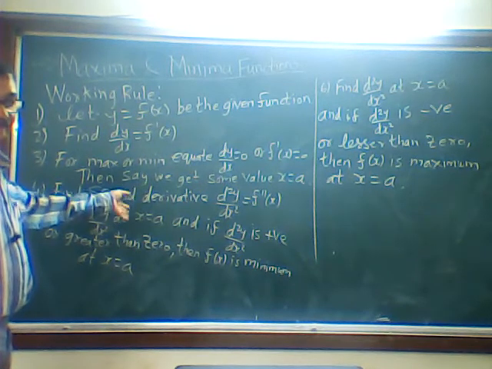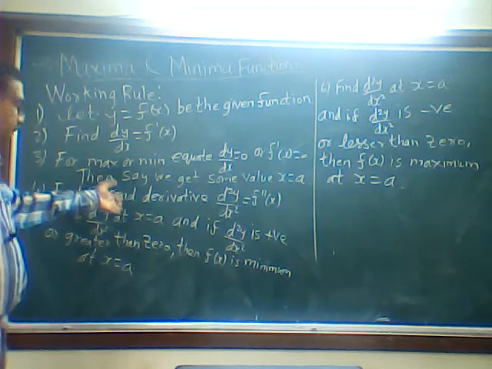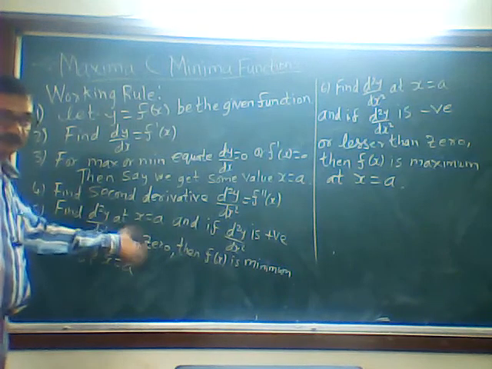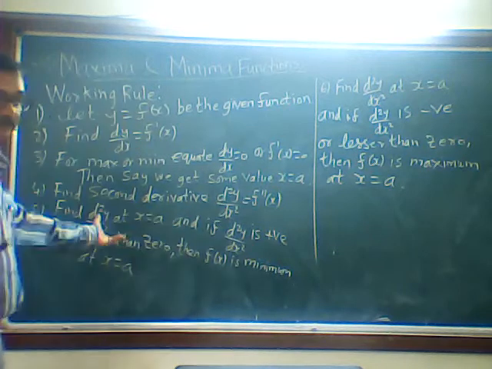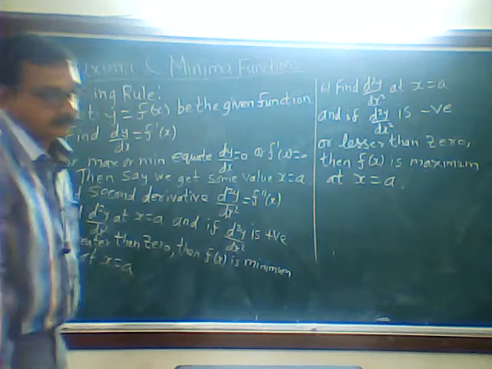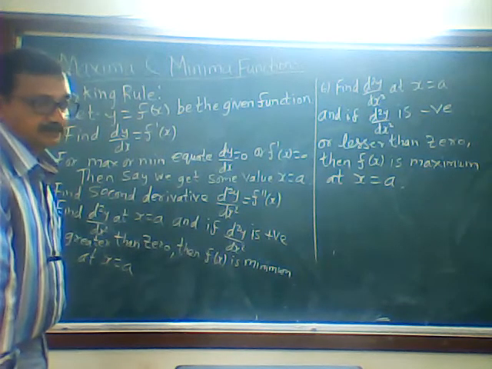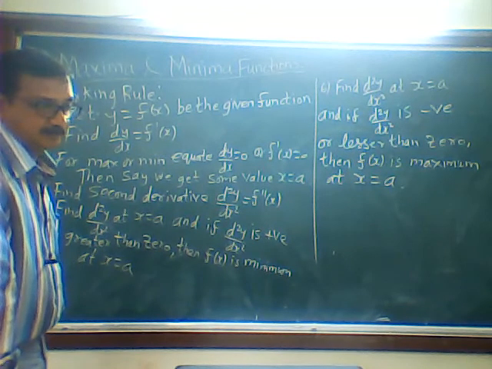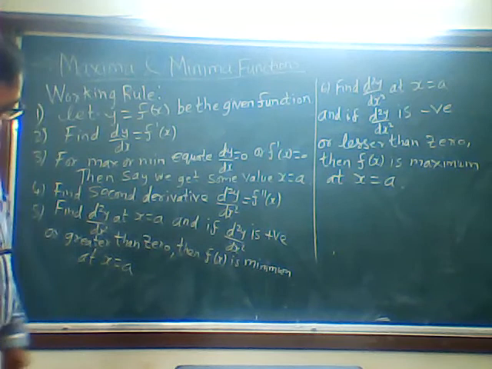If you get the second derivative positive, or greater than 0, which means positive only, then f of x is minimum at x is equal to a. If you get the second derivative negative, or lesser than 0, then f of x is maximum at x is equal to a. Okay, this is how we are going to find it.